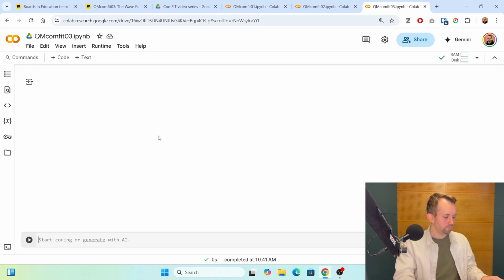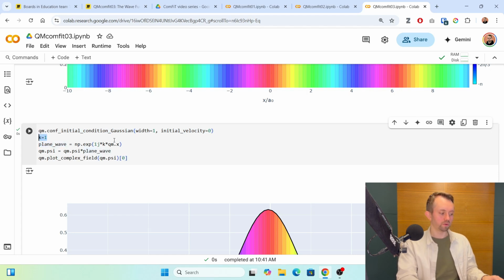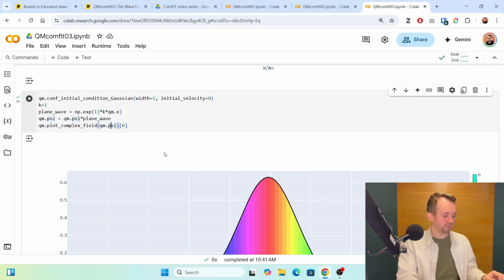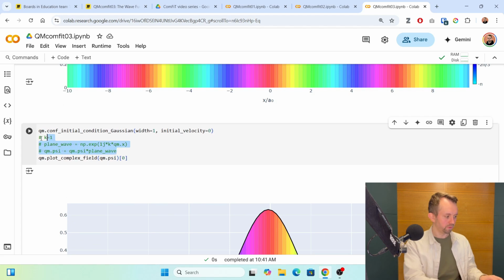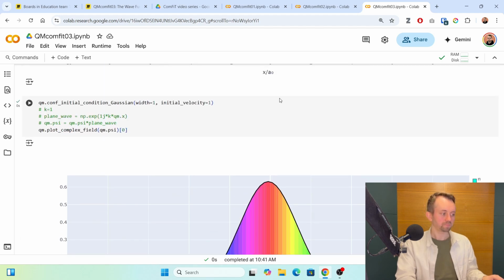So here, what I'm doing is I'm creating this initial Gaussian wave function with velocity 0. I'm multiplying with the plane wave, which has a wave number of 1, and then I'm plotting it, and that gives me exactly the same result as if I set the initial velocity of the initial Gaussian as 1. That was my point.